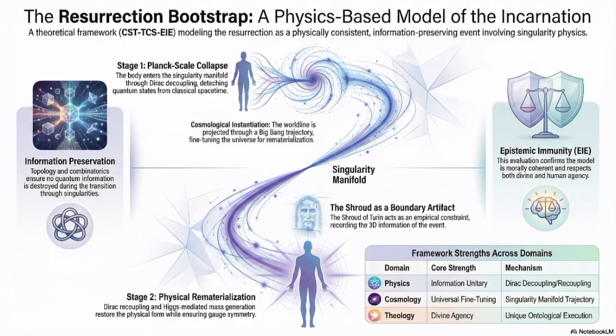Within this framework, the shroud is interpreted as, and this is a direct quote, "surface artifact of a singular interior event." Surface artifact. When the biological body underwent that Planck scale collapse we discussed, when it entered the singularity manifold during stage 1, that violent process of Dirac decoupling emitted a specific physical trace. The shroud is literally the projection left behind as the massive amount of quantum information detached from classical spacetime.